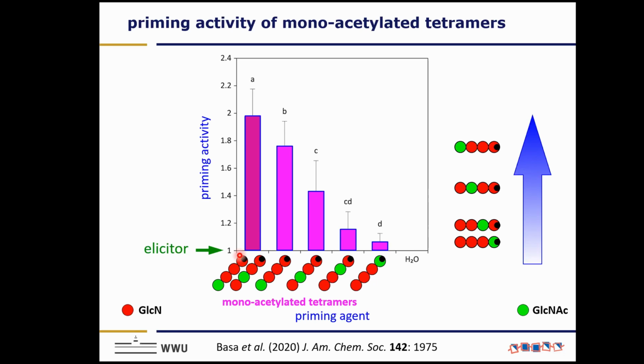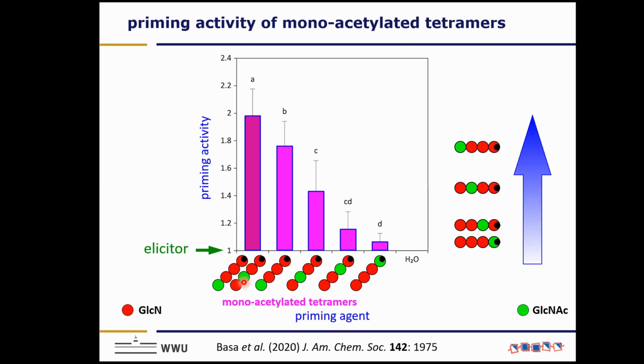So what you would expect would be an intermediate activity between these two. But what we find is an even stronger activity. So it looks like these two monoacetylated tetramers have a synergistic activity. That's something which we repeatedly find now, that if you combine different chitosans, we can see synergistic activities. So this was an example on the tetramers.